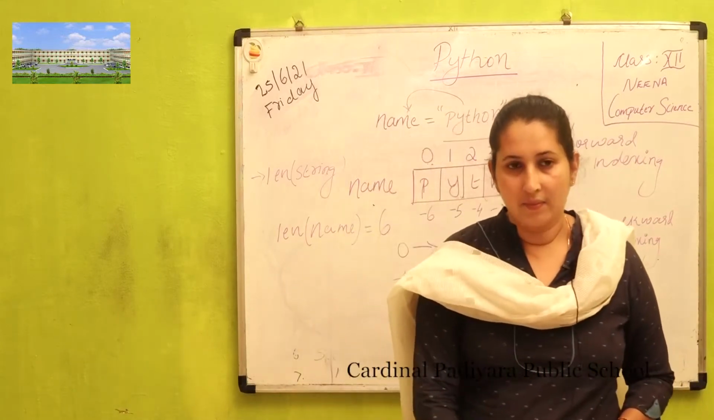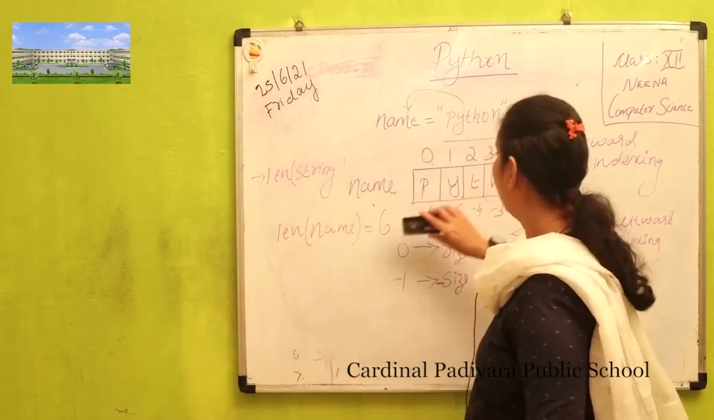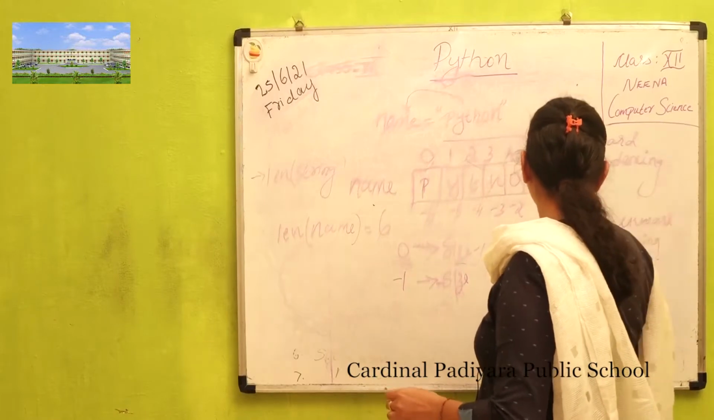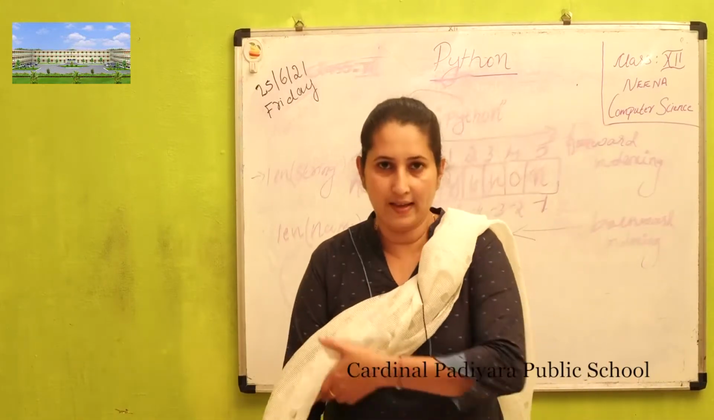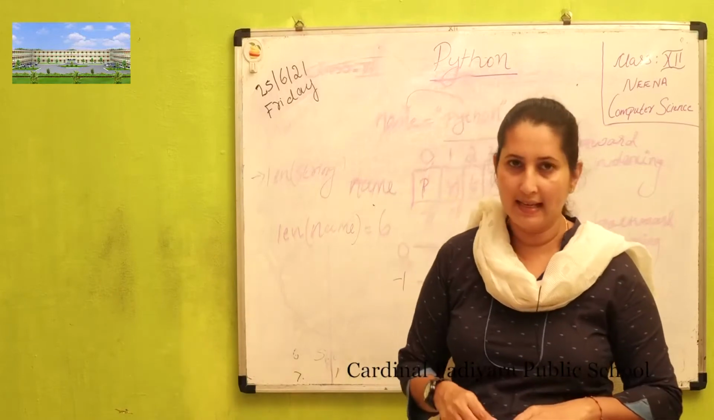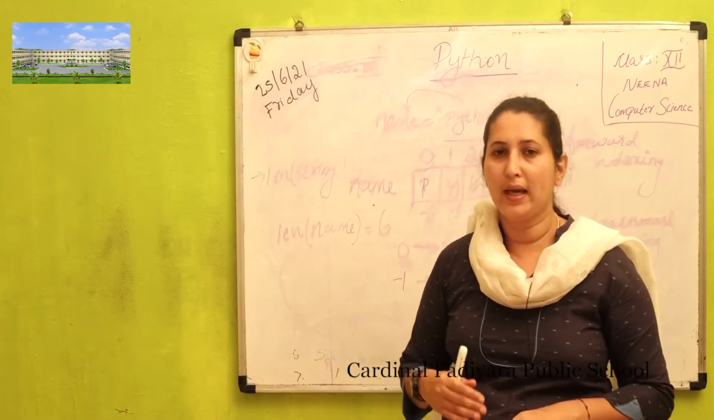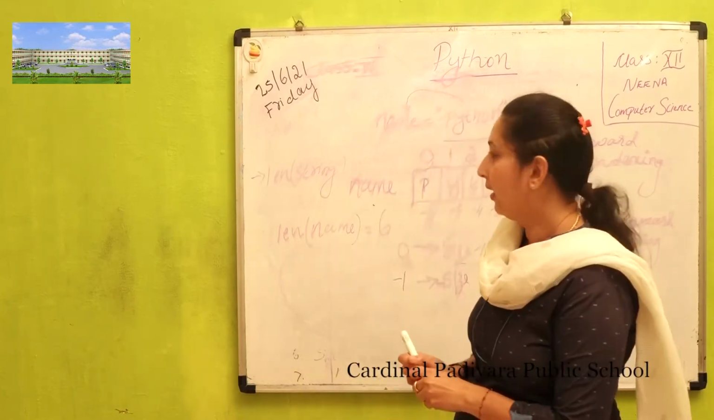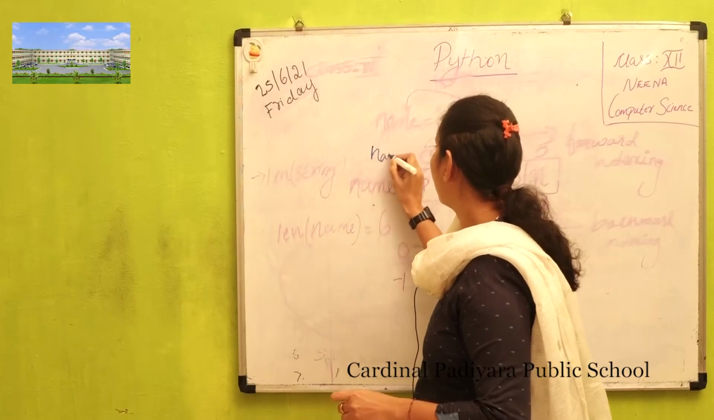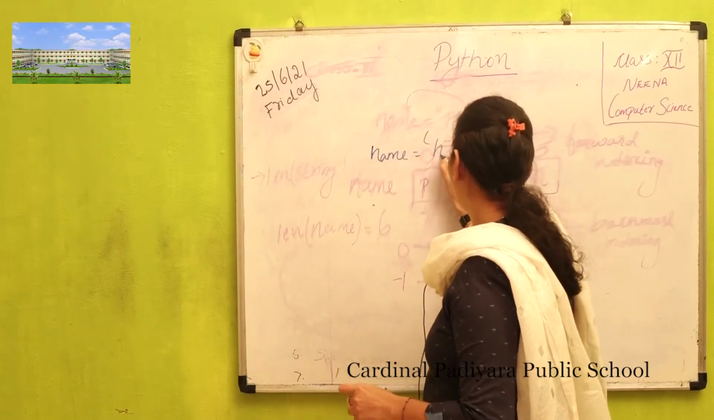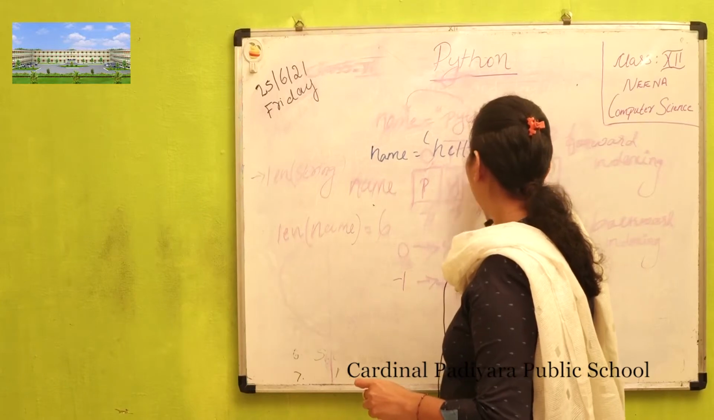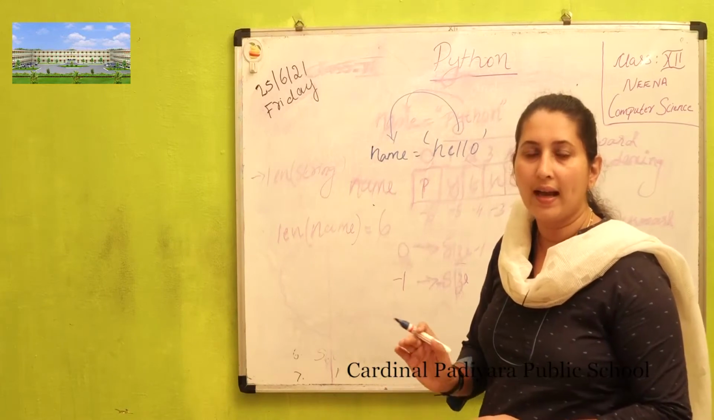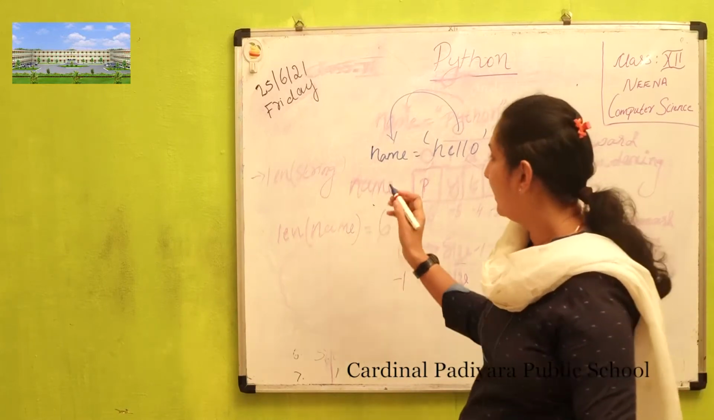So next we have to see that in a string we cannot assign an item. Assigning is not possible in a string. Once we have assigned, we cannot assign other values to the same string. Let's see an example. Here your string is hello, and it is stored in a variable called name. We cannot assign an item to a string.